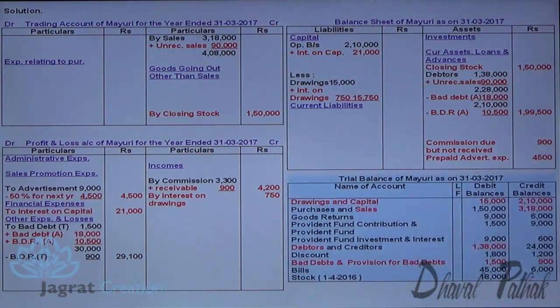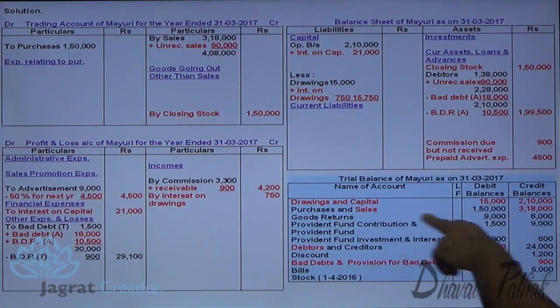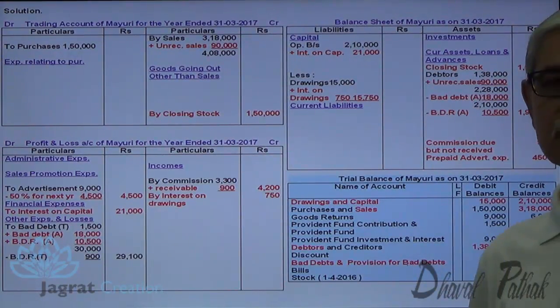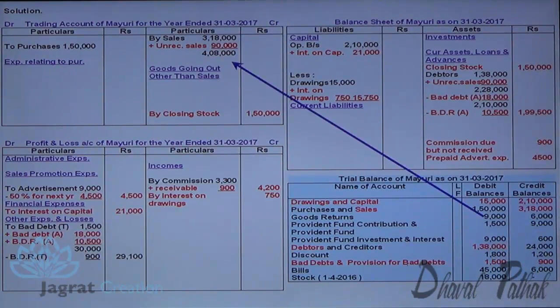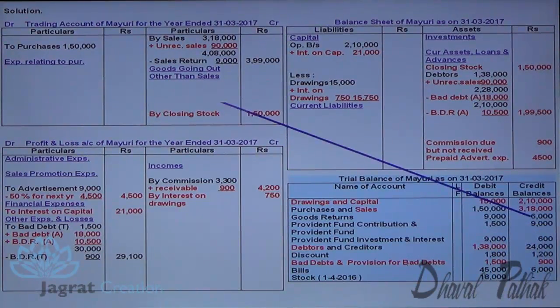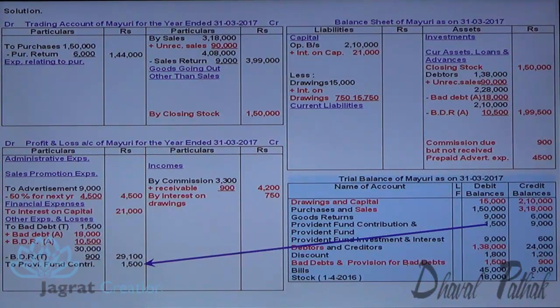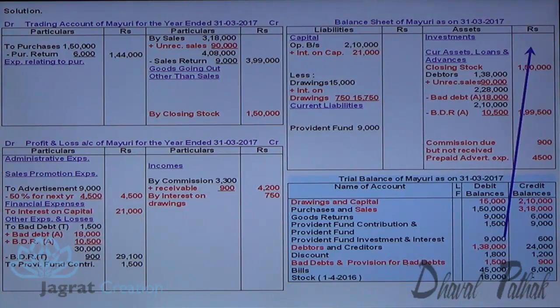Now let me copy the remaining details from the trial balance. Purchases are debited to the trading account. Sales is already recorded. Goods return 9,000. A debit balance is sales return, deducted from sales. A credit balance is purchase return, deducted from purchases. Provident fund contribution 1,500 is an expense debited to profit and loss account. Provident fund credit balance is a liability, on the balance sheet liability side. Provident fund investment debit balance is on the asset side.